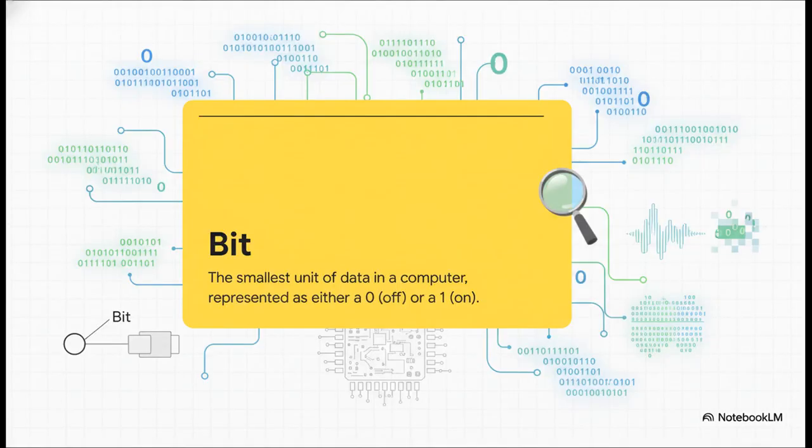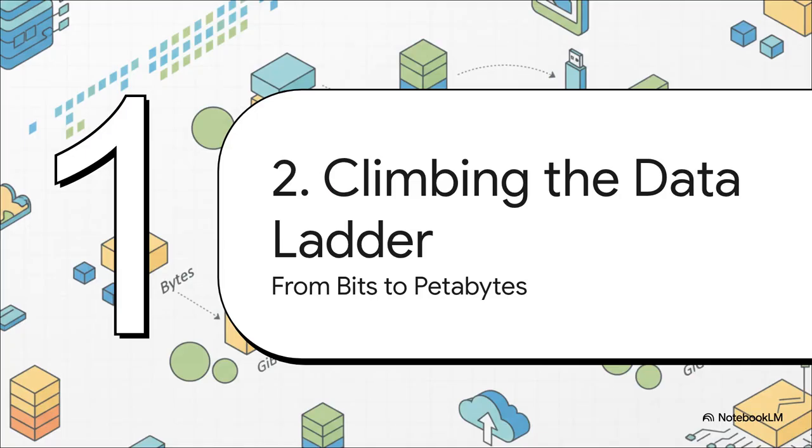Each and every one of those on or off states, that's what we call a bit. It's short for binary digit. It is the absolute smallest piece of information a computer can understand. It's like the single Lego brick from which every photo, every song, and every document you've ever used is built. Okay, so let's move on.